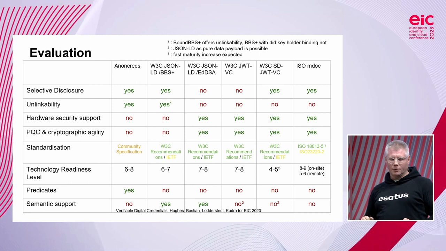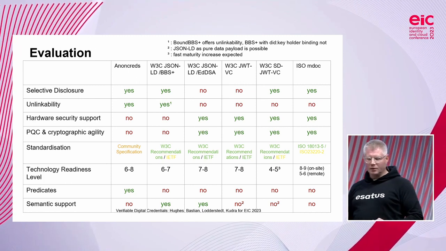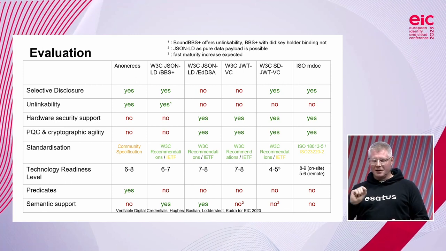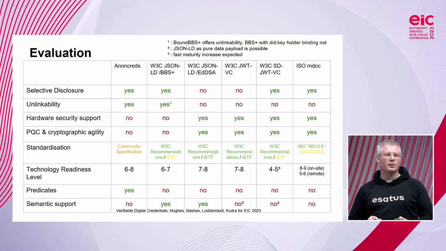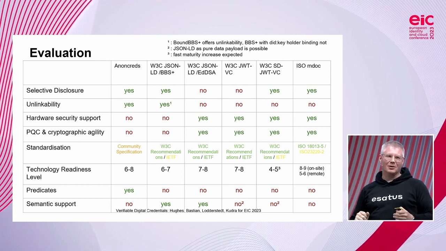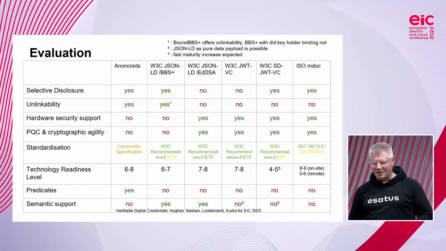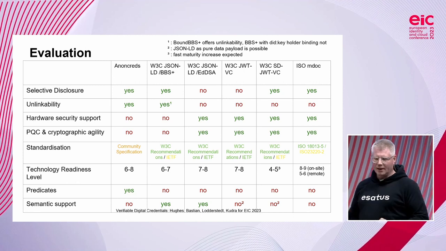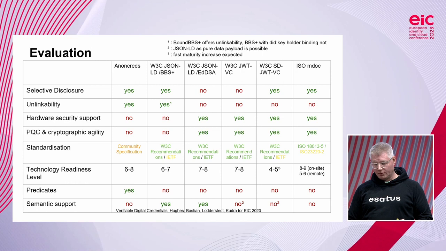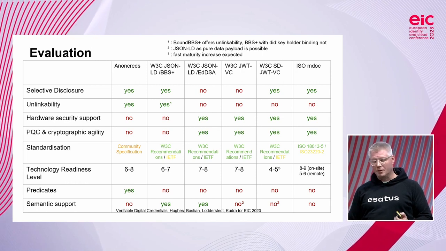You see selective disclosure and unlinkability. You see hardware security support. You may see that the yes and no's in unlinkability and hardware security support are the opposite. This is kind of a not so nice trait, but we'll come to that later in the review. Obviously, we need post-quantum safe cryptography and crypto agility and all that good stuff.